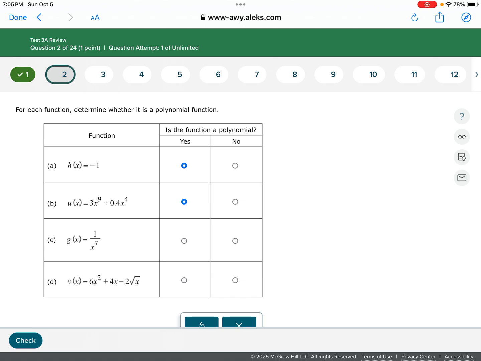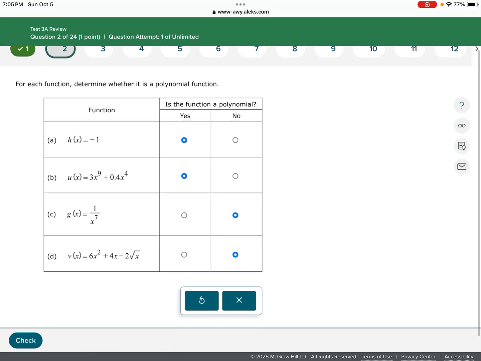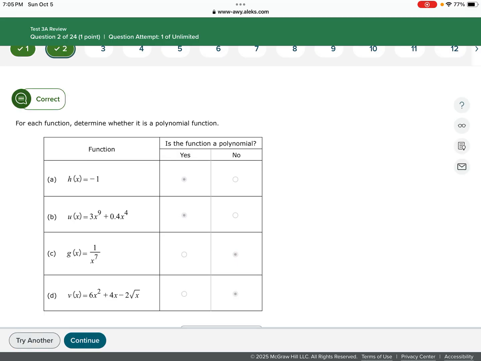So that's a yes. For C, that is a no because we have a quotient with a variable in the denominator. Variables should only be in the numerator. And then for D, this would be a no because the last term has an x in the square root. So that would not be considered a polynomial. We can't have stuff like that in polynomials. Let's go ahead and check it. And we're good. Let's try another one.